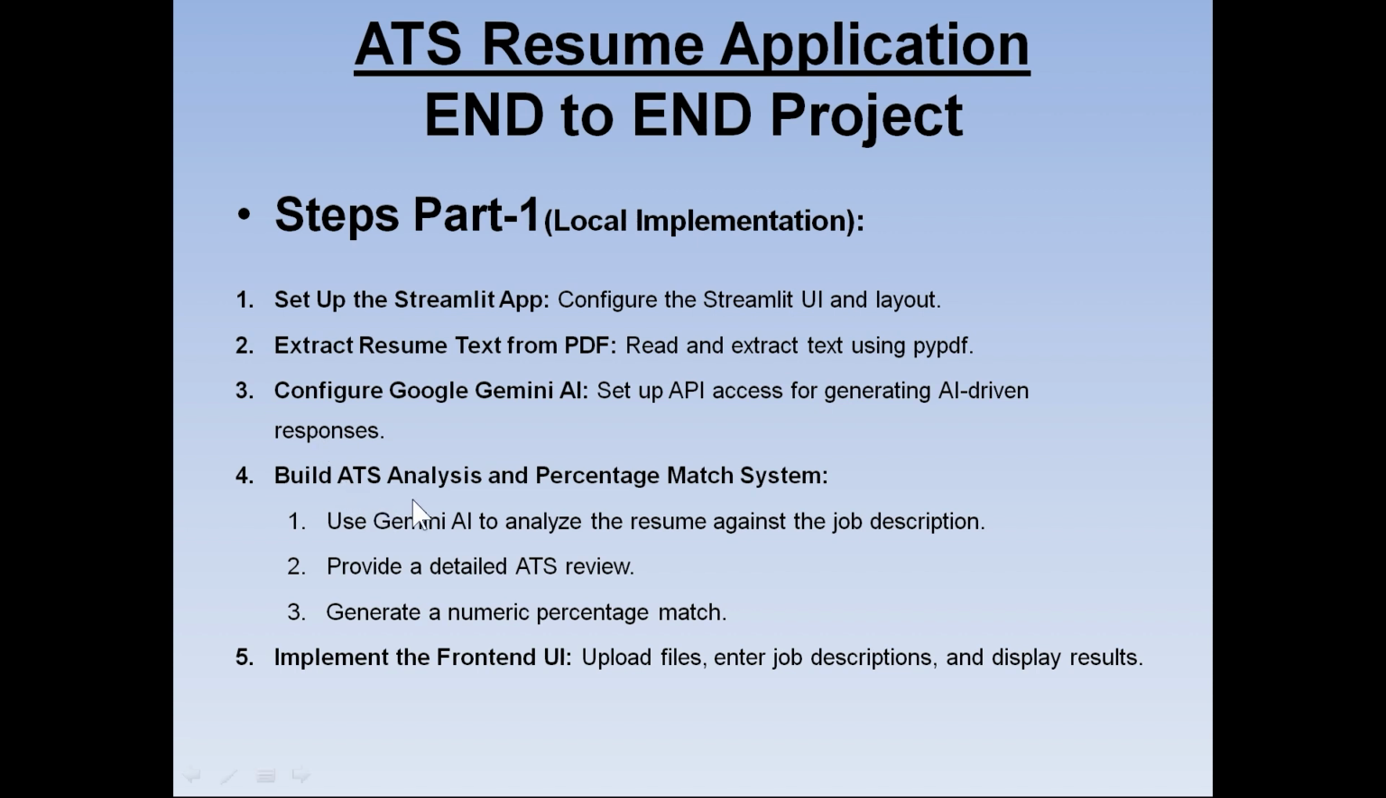In step 4, we will build ATS analysis and percentage match system. Google Gemini will give us the analysis against resume and job description. After that, it will provide us a detailed ATS review. And we will also get percentage in numbers form. In last step, we will implement our front-end and user interface. We will upload files, enter job descriptions and display results. So let's go to VS Code and start our coding.